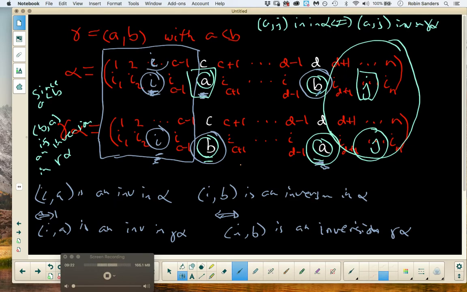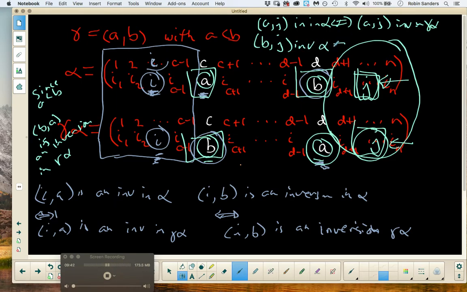And the same kind of thing happens with B. If this B and that J is an inversion up here in alpha, then this B and that J is an inversion down here. So BJ is an inversion in alpha if and only if BJ is an inversion in first do alpha, then do gamma.